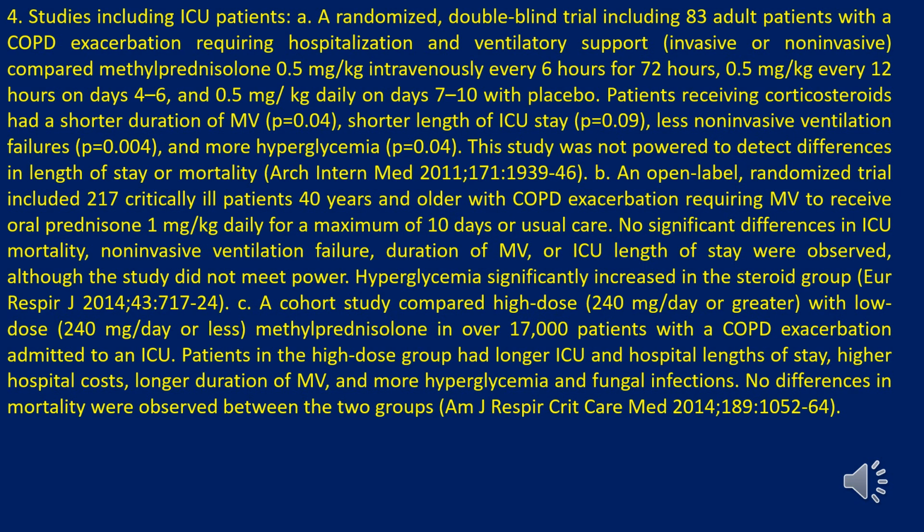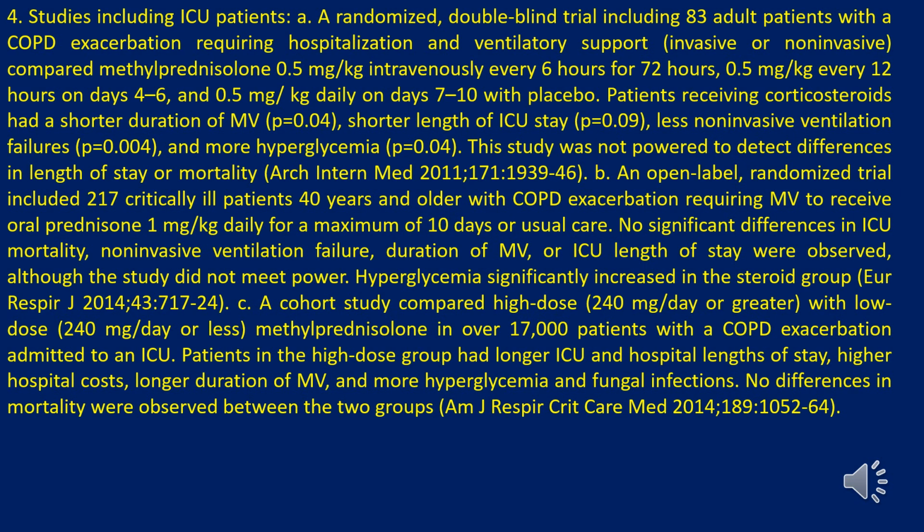Patients receiving corticosteroids had a shorter duration of mechanical ventilation with a p-value equal to 0.04, shorter length of ICU stay with a p-value equal to 0.09, less non-invasive ventilation failures with a p-value equal to 0.004, and more hyperglycemia with a p-value equal to 0.04. This study was not powered to detect differences in length of stay or mortality, published in the Archives of Internal Medicine in 2011.